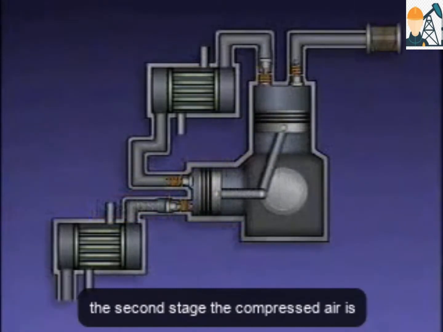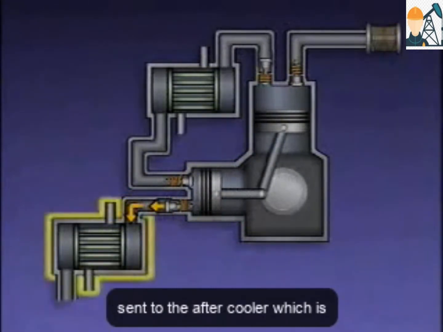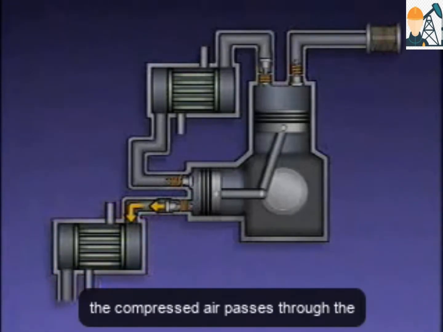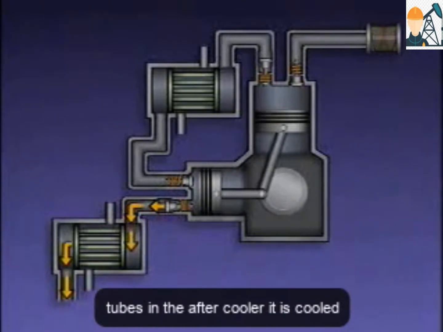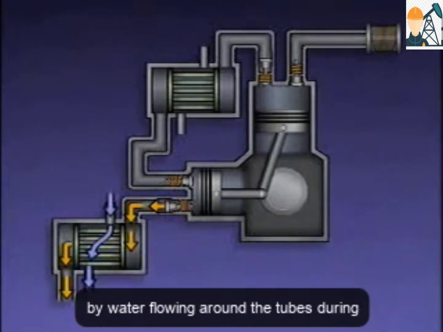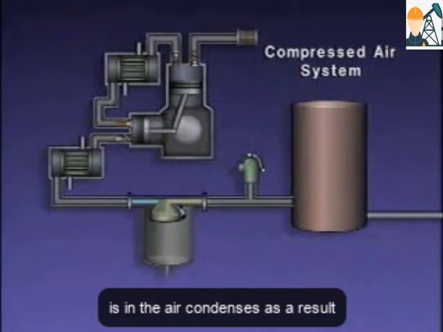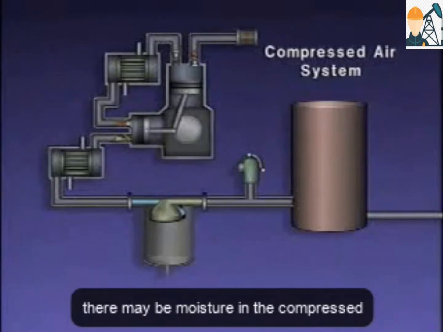From the second stage, the compressed air is sent to the aftercooler, which is another shell and tube heat exchanger. As the compressed air passes through the tubes in the aftercooler, it is cooled by water flowing around the tubes. During the cooling process, any water vapor that is in the air condenses. As a result, there may be moisture in the compressed air.